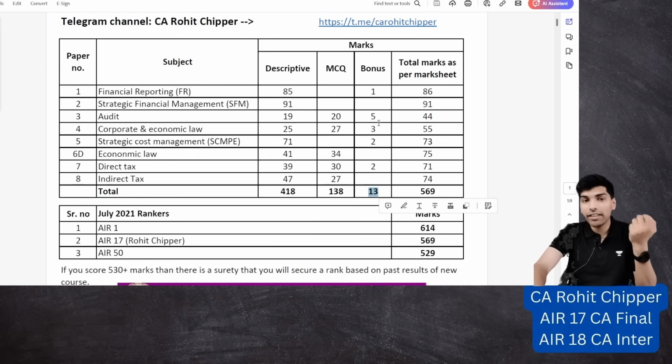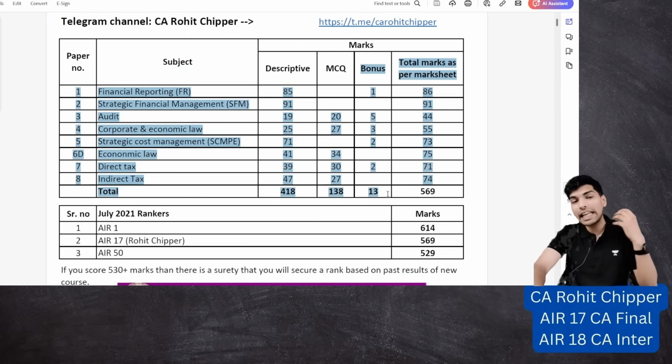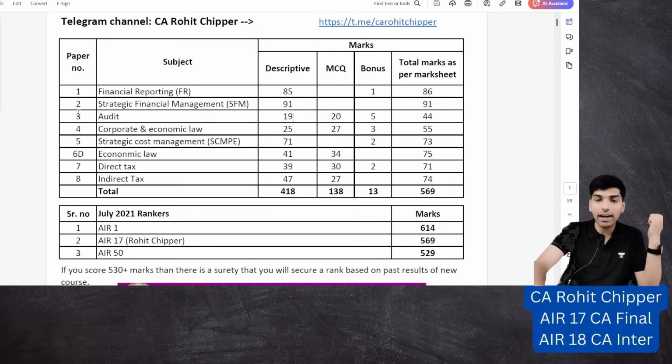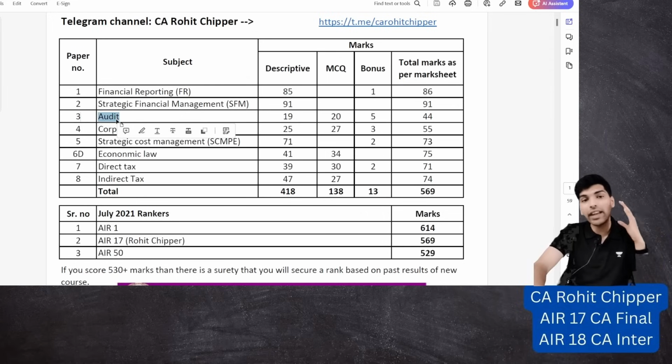Whenever any paper is difficult, they give the bonus to maintain the result. So ICAI never ever reduces the marks. They always give bonus marks to the students so that they can clear their group or clear their paper. If I give you the example of my exams, in our exams, the paper Audit was very difficult.